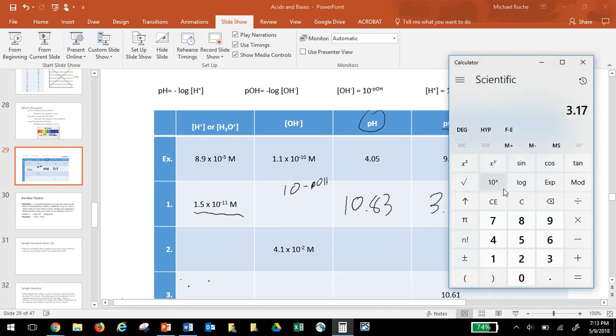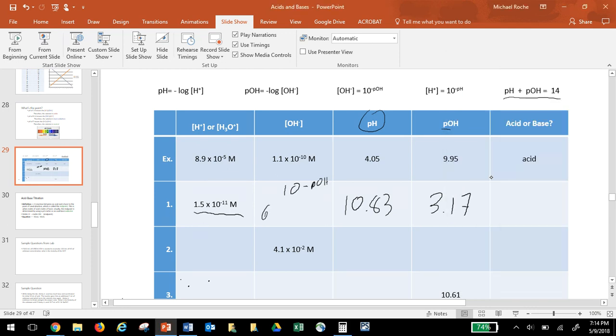So we just have to take negative 3.17, and then put 10 to that power. And what you get is 6.76 times 10 to the minus 4. All right, so that is how you fill those out. And then for the acid or base, you're looking at the pH. Since that's greater than 7, that makes it a base.